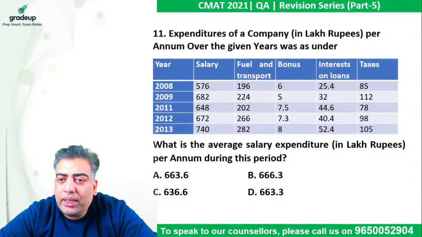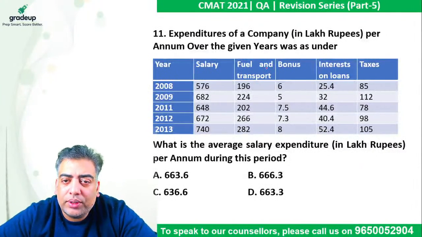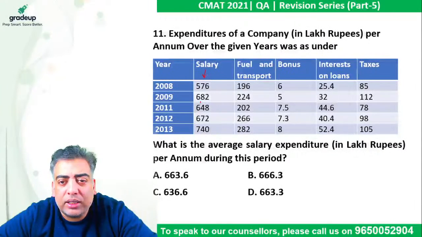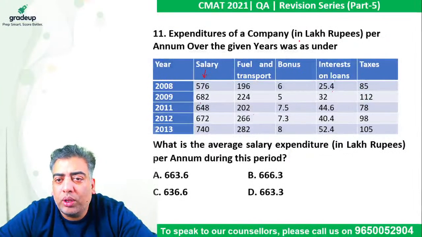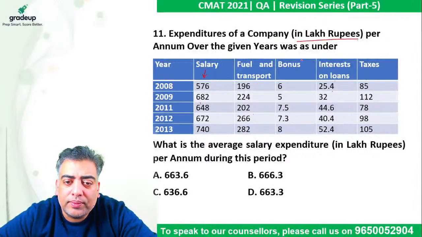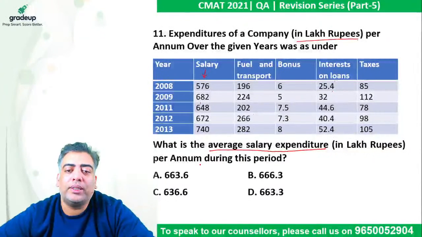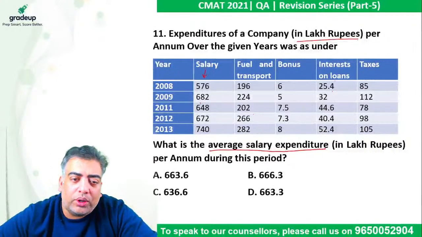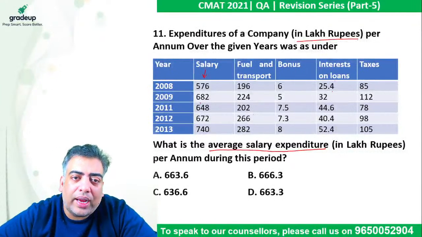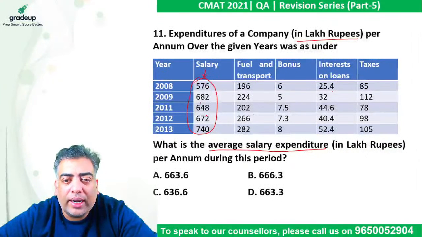Expenditure of a company in lakh rupees per annum over the given years was as under. So this is given to me under the salary head. How much money is being spent, how much is being given on fuel and transport, bonus, interest on loan and tax, how much is being paid. All the values are in lakh rupees. He says, what is the average salary expenditure in lakh rupees per annum during this period? We all know how to calculate average. We just need to add the values and divide by the number of values. He is talking about salary, so we had to add all of these.